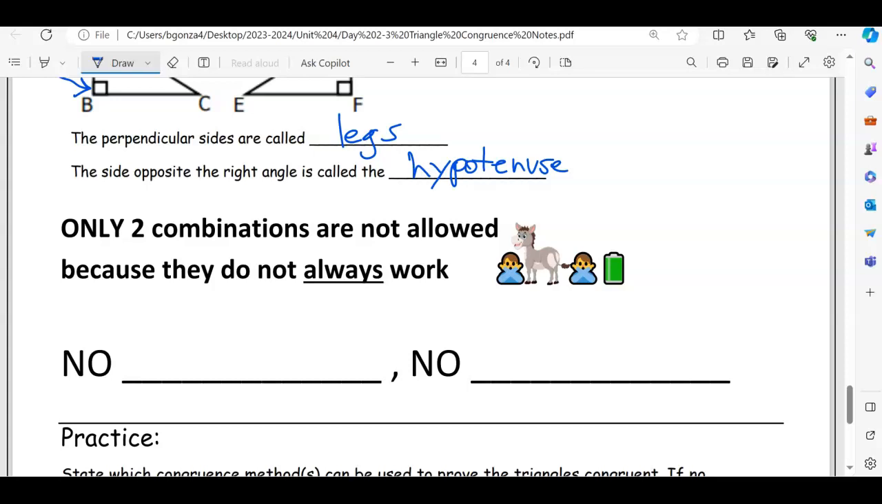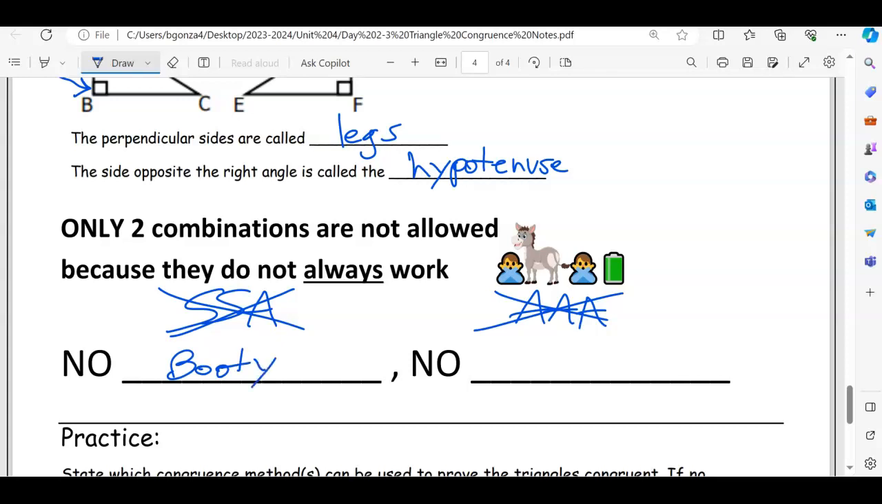All right, so the things you cannot use, SSA or ASS, either way, you cannot write it, you cannot say it, okay? And then, of course, you cannot use AAA. If you have three of the same angles, angle, angle, angle, they could be two triangles that are bigger or smaller and still have the same angles. And if they're bigger or smaller, they're not the same size, same shape. They're not congruent. All right, so the way I say this is no booty word and no battery words, okay? So nothing that spells that bad A word and nothing that has AAA, okay? Those are the two you can't use.